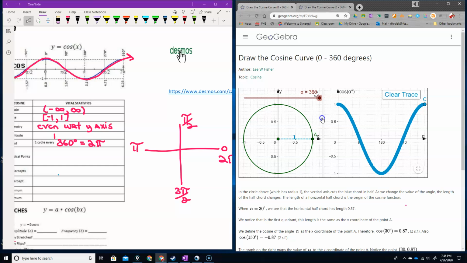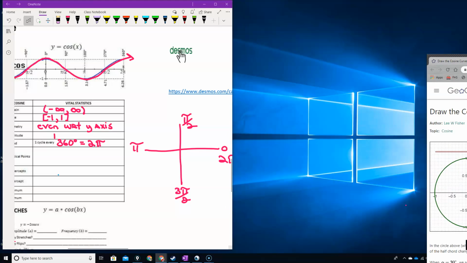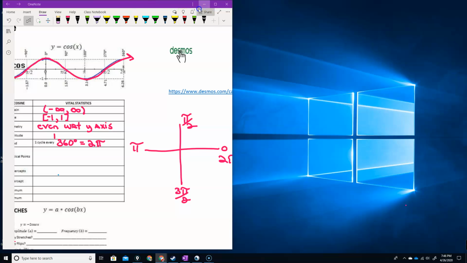So if you look at the order now, it goes max, 0, min, 0, max. And that's your 5 critical points for cosine.